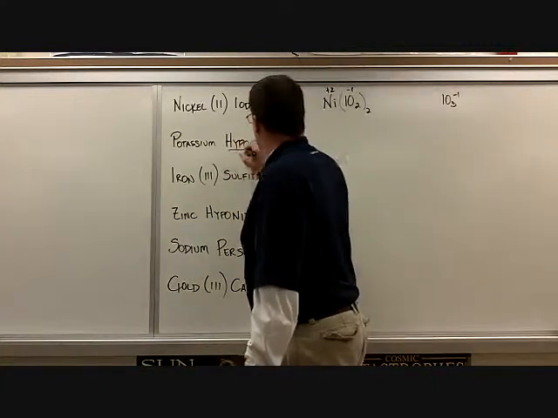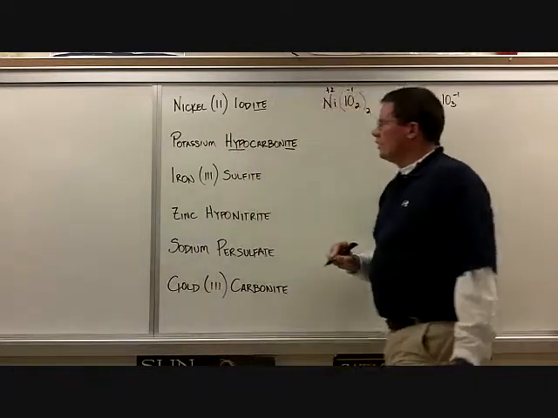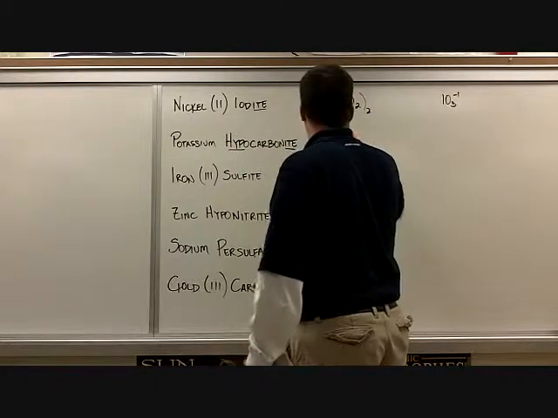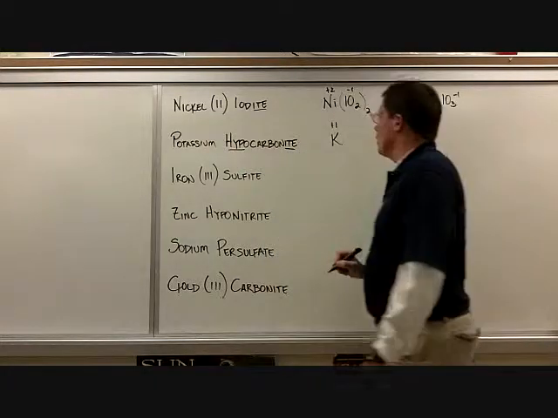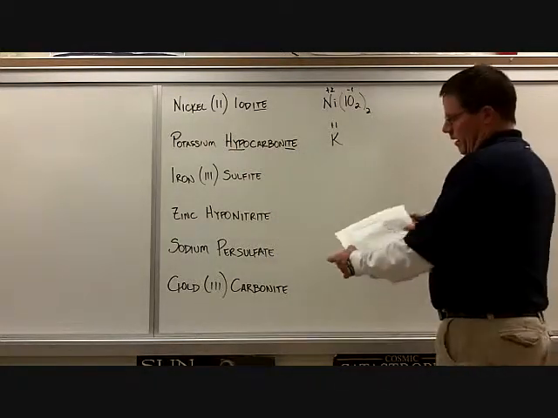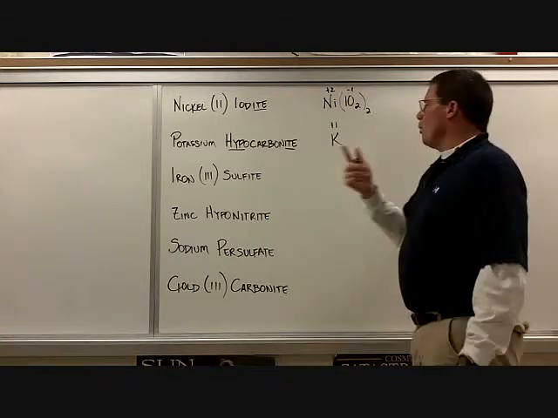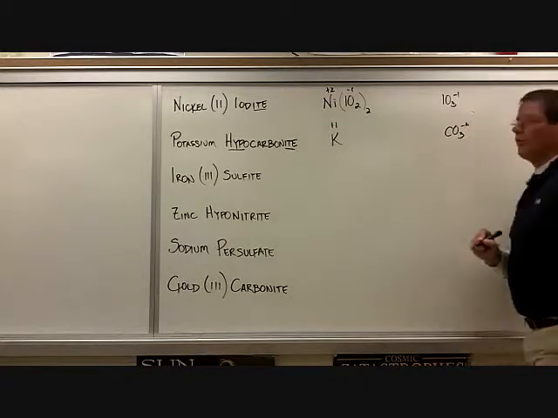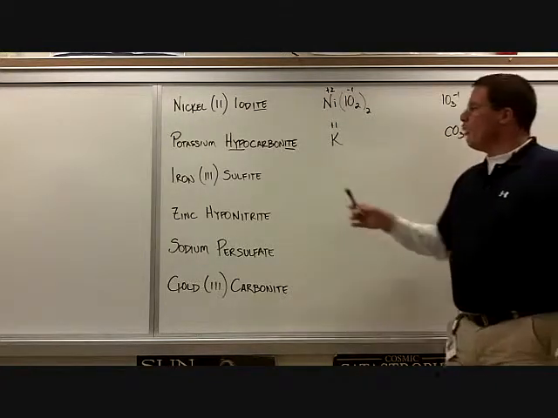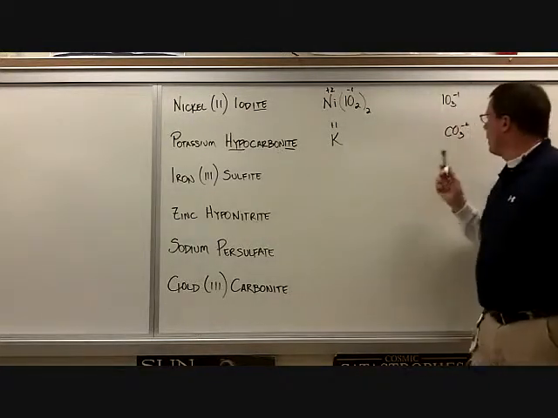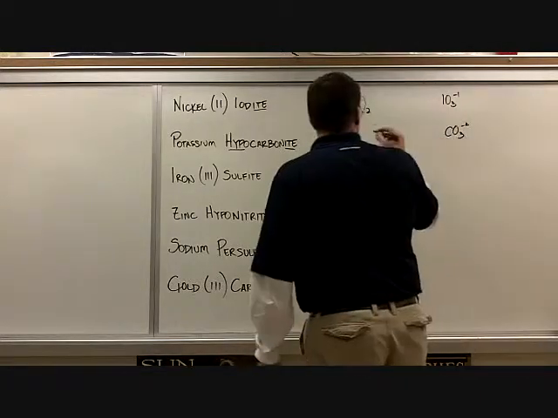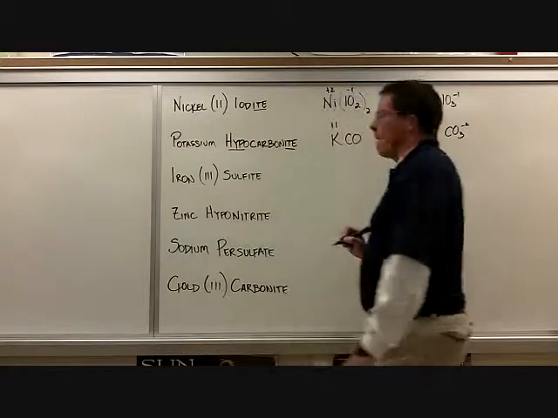Potassium hypocarbonite. Potassium is K, and it has a +1 charge, because it's in group 1A. And then the hypocarbonite, well, I do know that carbonate is CO3 with a -2 charge. So hypocarbonite means that I'm removing how many oxygens from this? That's right, 2. So if I take 2 oxygens off of there, I have CO.